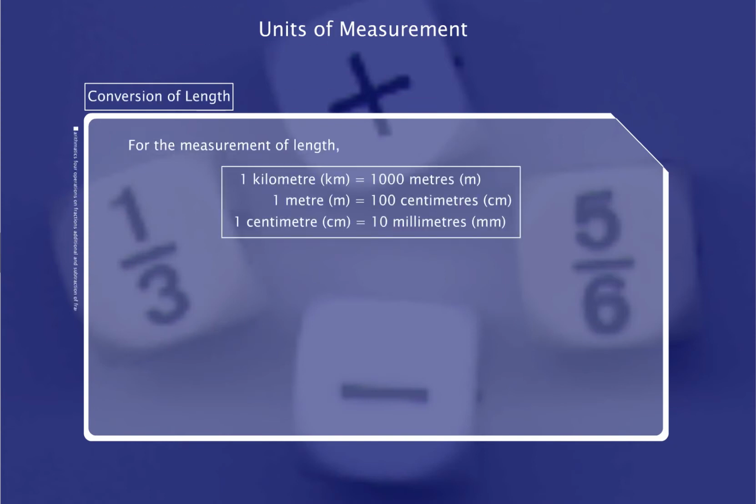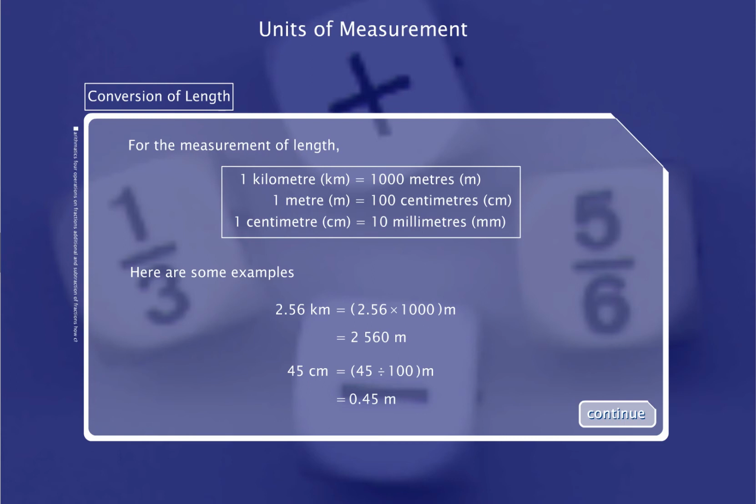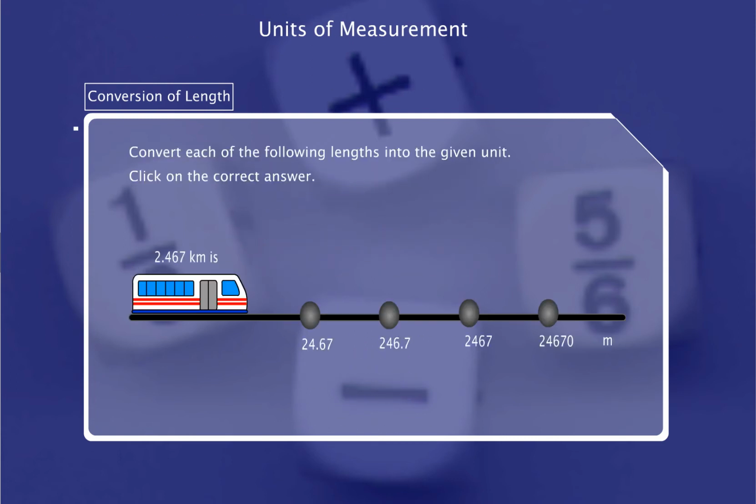For the measurement of length, 1 kilometer equals 1,000 meters. 1 meter equals 100 centimeters. 1 centimeter equals 10 millimeters. Here are some examples. Let's try converting each of the following lengths into the given unit. Click on the correct answer.